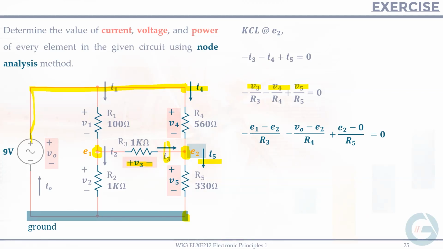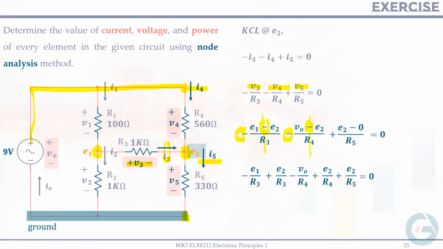Next, let's separate these terms. The common denominator is R3, so negative E1 over R3. Negative and negative, so positive E2 over R3. Another term: we have negative VO over R4. The same, negative and negative, so E2 over R4, positive. So plus E2 over R5 equals 0.